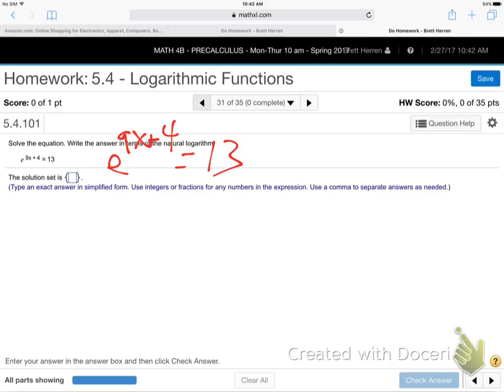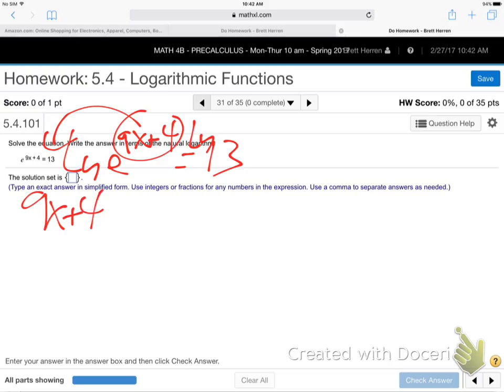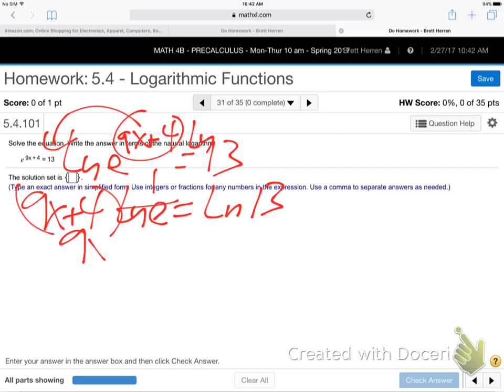Okay, you guys doing good? So natural log on both sides. I'll just squeeze it in, ln, and then the power comes down, right? So it's 9x plus 4 times ln e, equals ln 13. We good? ln both sides, power comes down. Now ln e is just 1, so it pretty much vanishes. So we just have 9x plus 4 is ln 13. ln 13 is just some number. We'll find it in a minute.